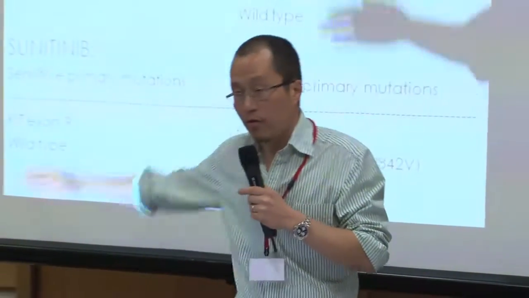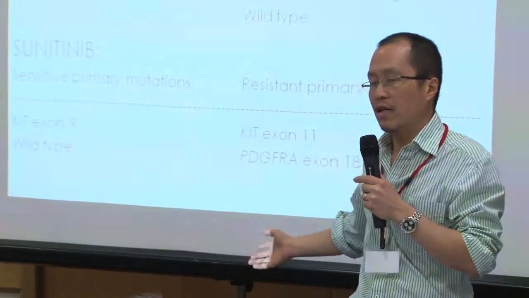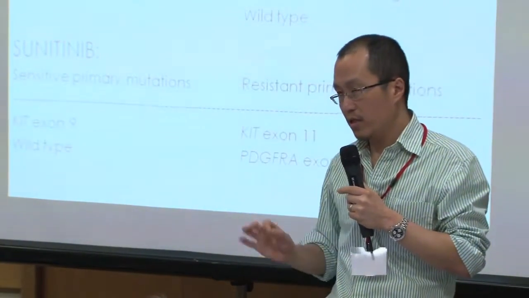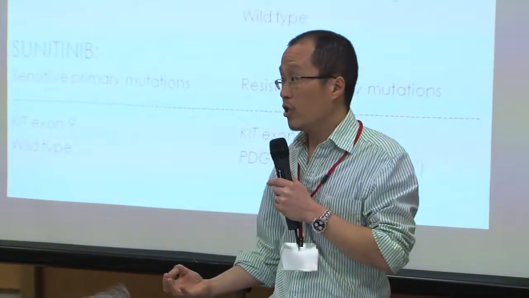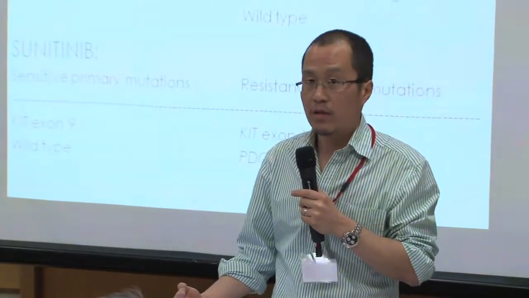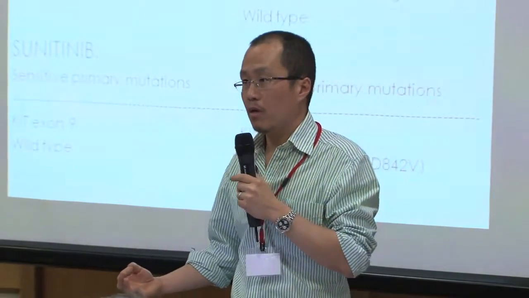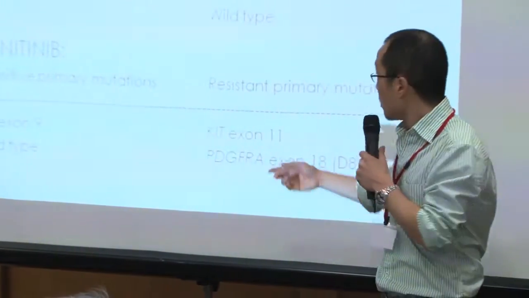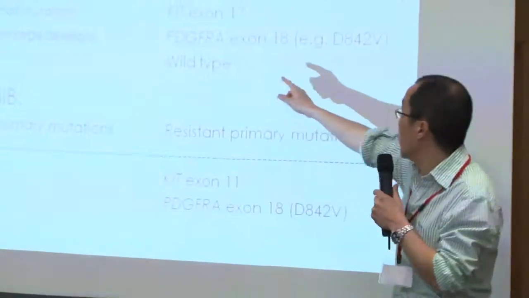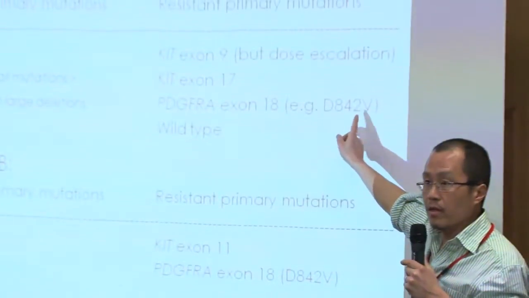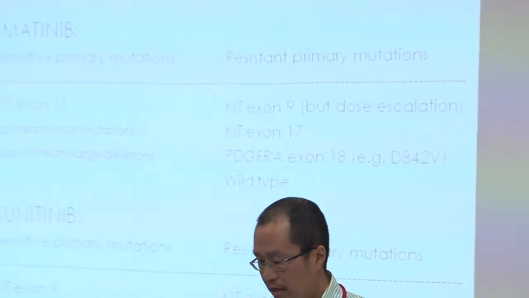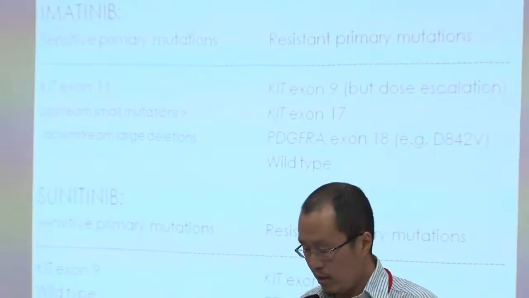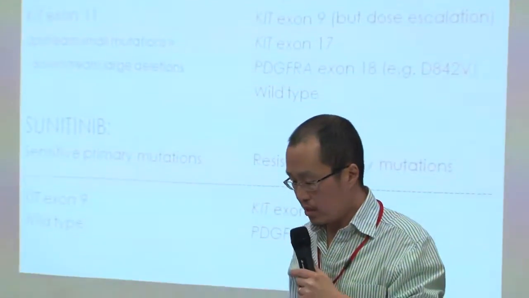to tyrosine kinase inhibitors. I'm not going to go through this whole table. It's just a summary of current data to a certain extent. With regards to imatinib, we know that KIT exon 11 mutant GISTs tend to respond better to imatinib than, for example, wild-type GISTs. Certain PDGFRA mutants, particularly this mutant here. That's why it is important to try to get a genotype of any epithelioid GISTs, especially if the patient will go on to get imatinib.